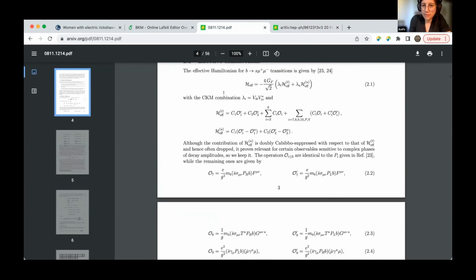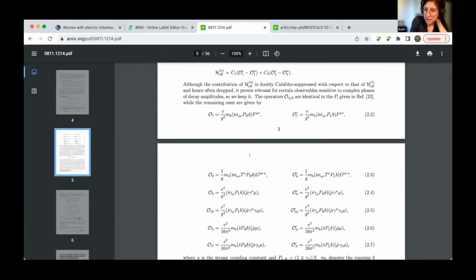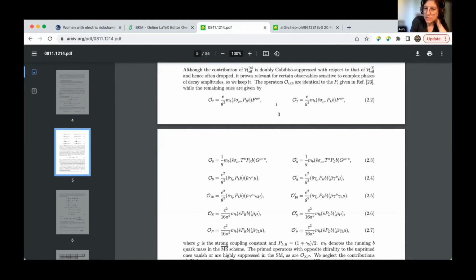So here we have the effective Hamiltonian. We have contributions which are proportional to lambda t, where lambda t is defined here, and proportional to lambda u. The lambda u contributions only concern these lowest two operators. So here we have the four quark operators one to six, and here we have additional operators. And 7 and 8, which I described before, are the ones with b, s, gamma, b, s, photon. This is b, s, gamma, where instead of PR, the right-handed projector, we have the left-handed one. Here we have the gluon, again right-handed and left-handed.